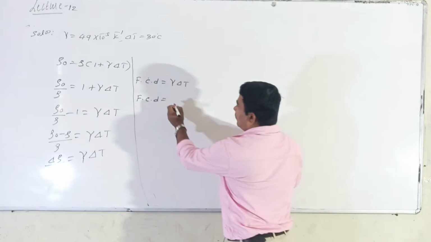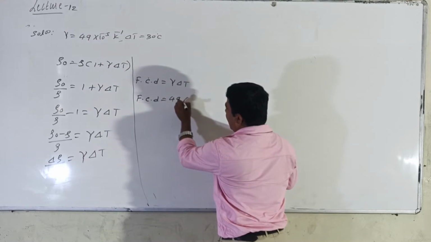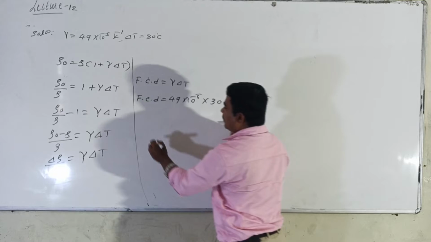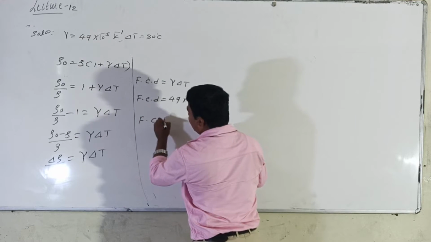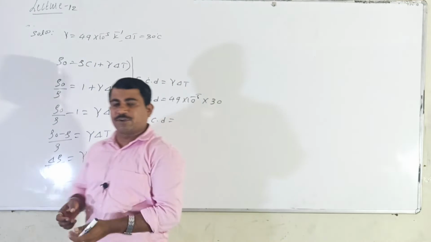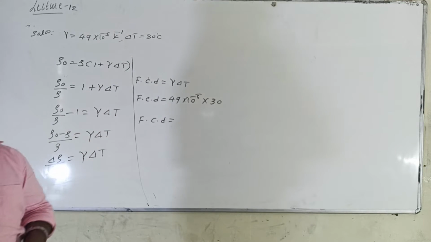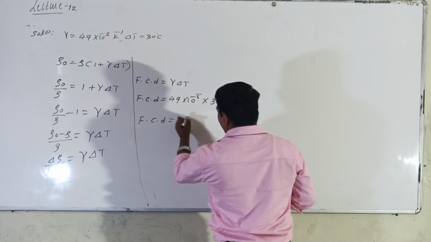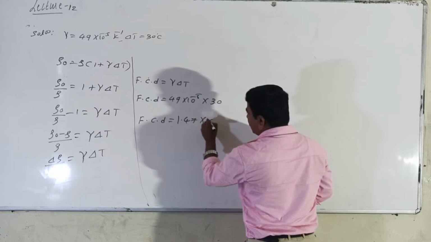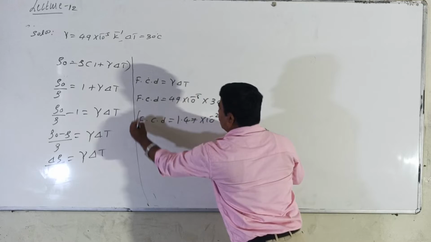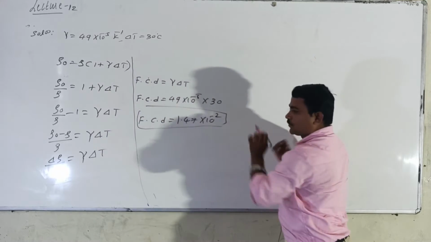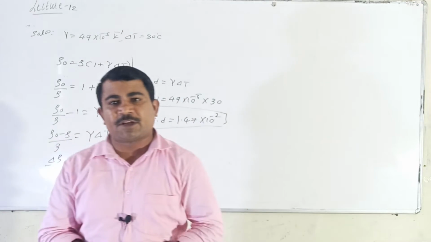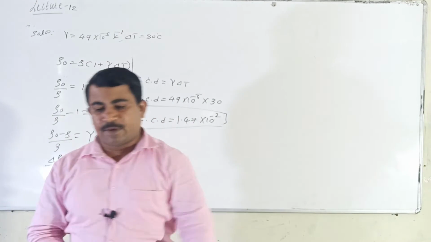Look at me. See here. 49 into 10 raised to minus 5. Temperature, how much? 30 degrees. Then the fractional change in density is there. Just calculate it. How much value are you getting? The value is 1.47 into 10 raised to minus 2. It has no unit, because density by density gets cancelled. Kg per meter cube gets cancelled. This is one of the numericals.